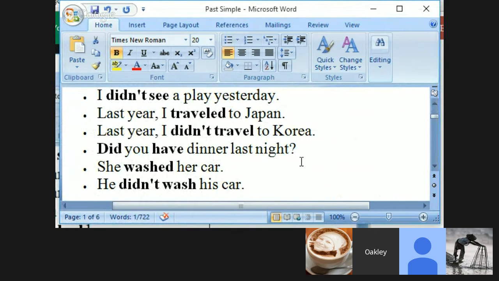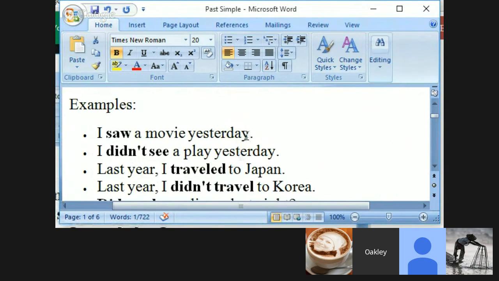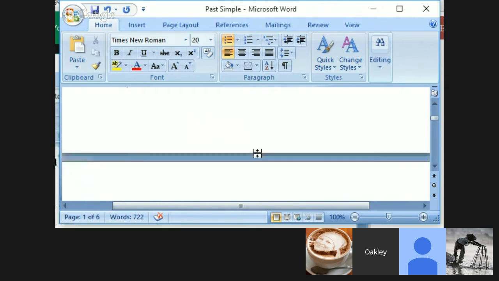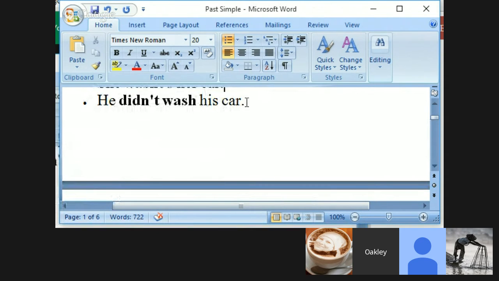Okay, did you have dinner last night? Don't be shy about using time words and phrases because it helps clarify the meaning in English, by the way. It makes it clearer. All right, did you have dinner last night? All right, she washed her car. All right, notice no time phrase. Okay, I'm emphasizing the fact it's obvious from this information that the start and finish are in the past, it's done. And negative, he didn't wash his car.